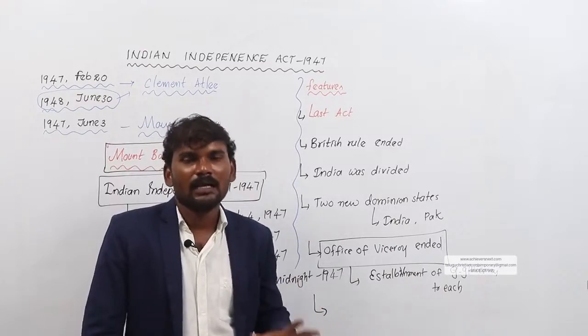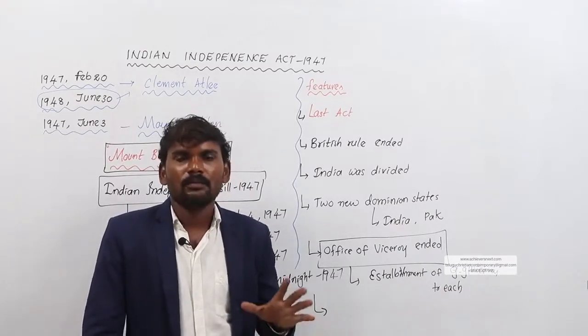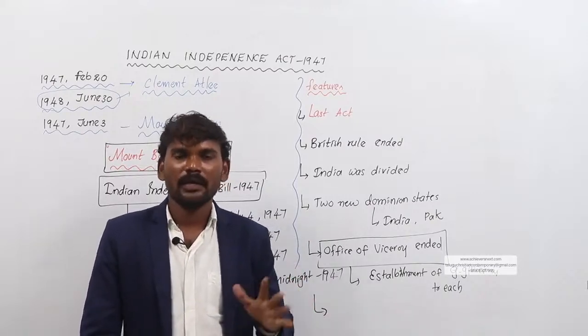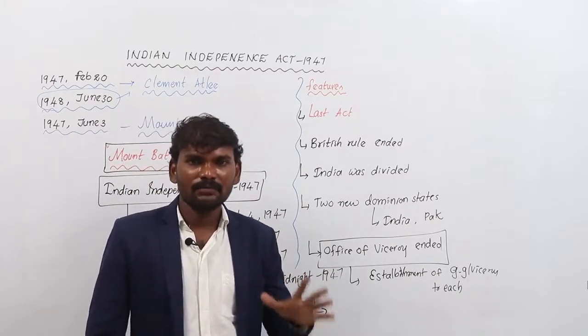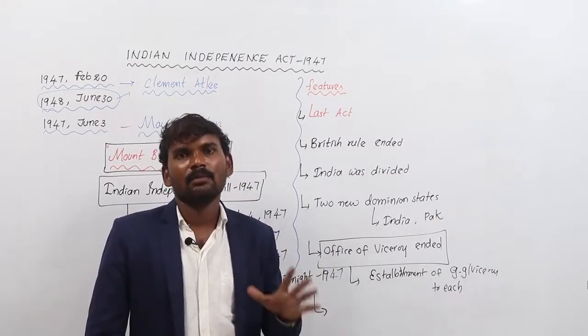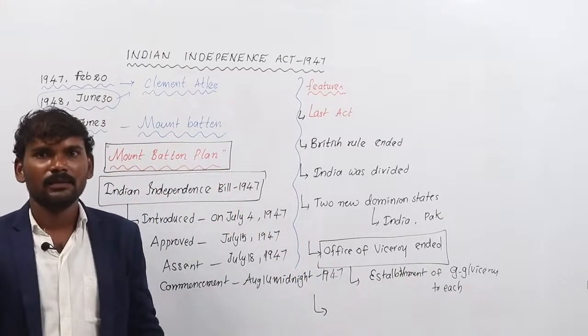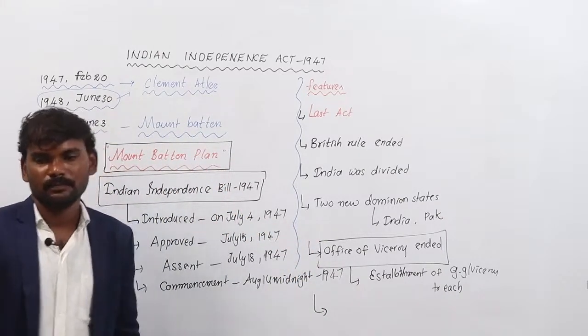To make constituent assemblies and to make constitutions. And this act provided freedom to the princely states either to join India or join Pakistan. It ended the viceroy system, it ended the secretary of state system, and it ended the titles of Britain, and it ended the monarchy over India. This is the last act of Britain enacted in India during their period.